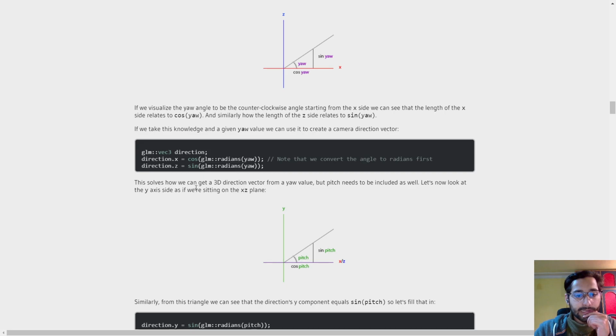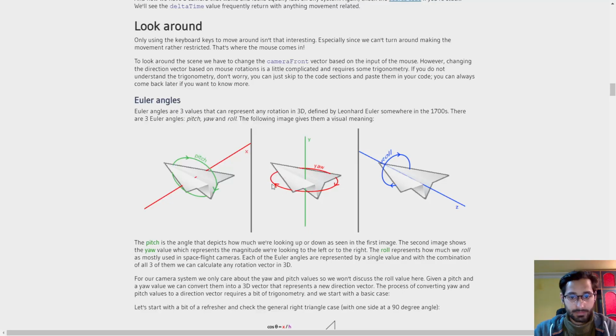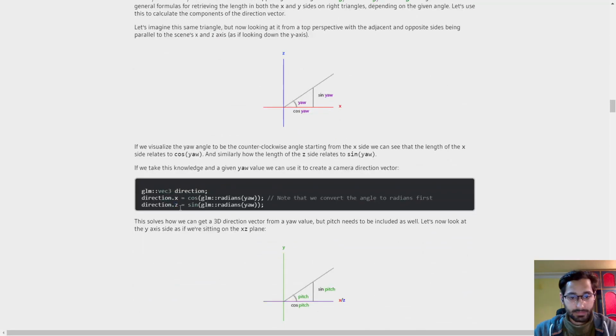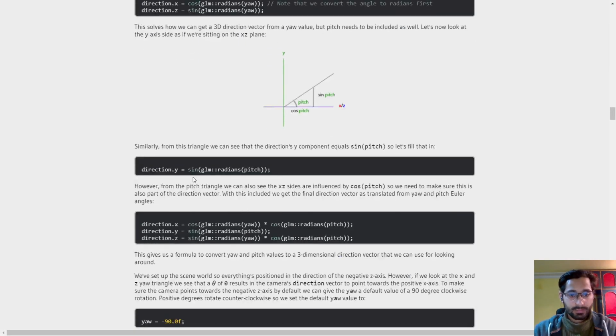Okay, this solves how we can get a 3D direction vector from a yaw value, but pitch needs to be included as well. Now let's look at the y-axis side as if we're sitting on the xz plane. Okay, so this is the top-down direction. We're going to set the x and the z of the camera like this. We want to set the x and z using the yaw, and then the pitch value.